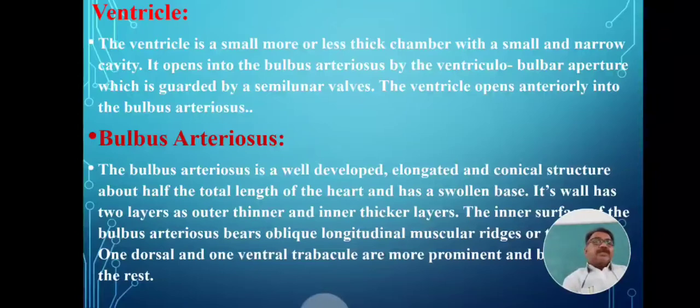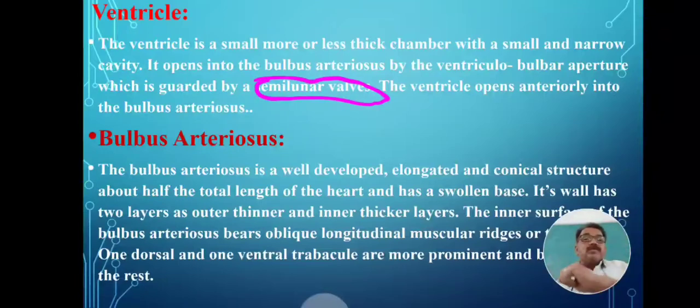The auricle has a thin chamber with no thick muscle cells present, hence the space is more. Here the thick chamber with a small and narrow cavity opens into the bulbous arteriosus by an opening. That opening is called the ventriculo-bulbar aperture, or ventriculo-bulbar opening. And this opening is guarded by a valve, called the semilunar valve.